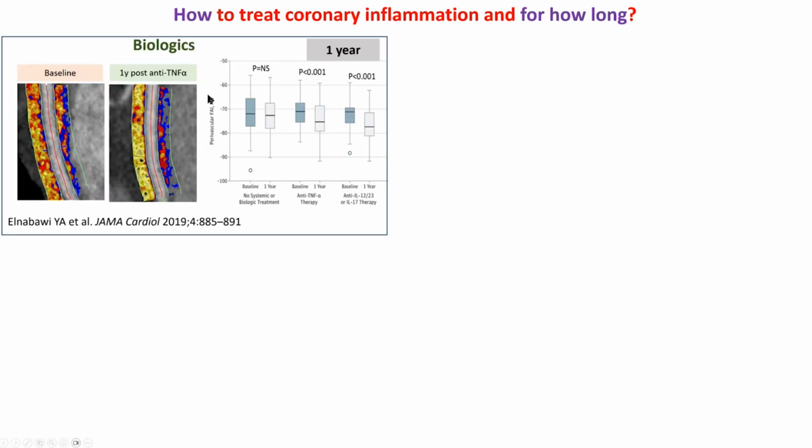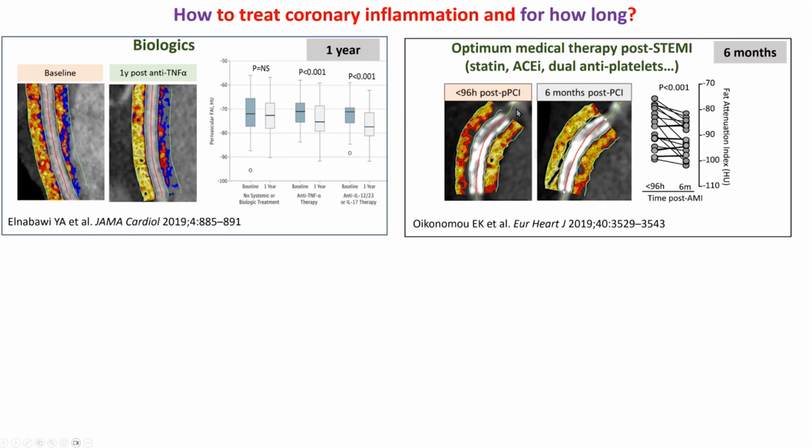Now, the big question is, how do we treat coronary inflammation? And if we treat them in our trials, for how long? The first results came from biologics. So we have seen some time ago that when you treat patients with psoriasis with anti-TNF-alpha or anti-IL-12/23, or 17, for a year, you have significant reduction of the fat attenuation index. After a STEMI, you see that within 6 months, you have a striking reduction of inflammation in the coronary arteries.